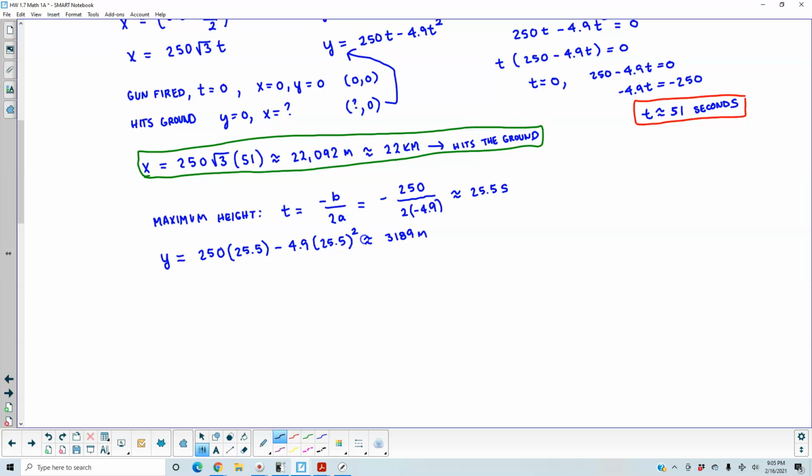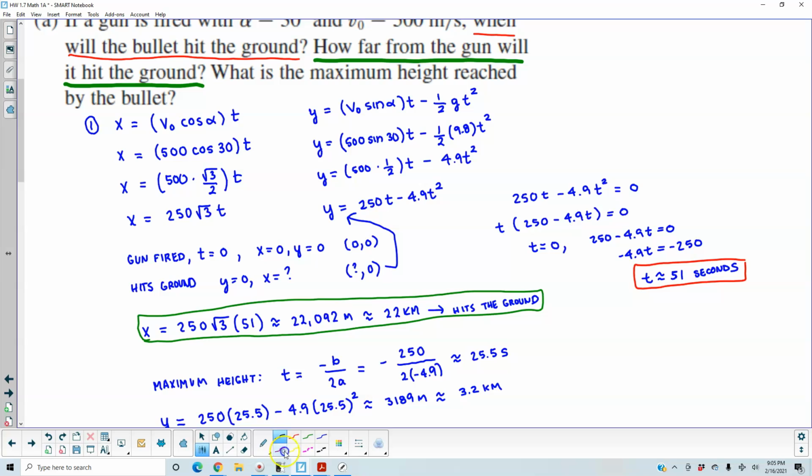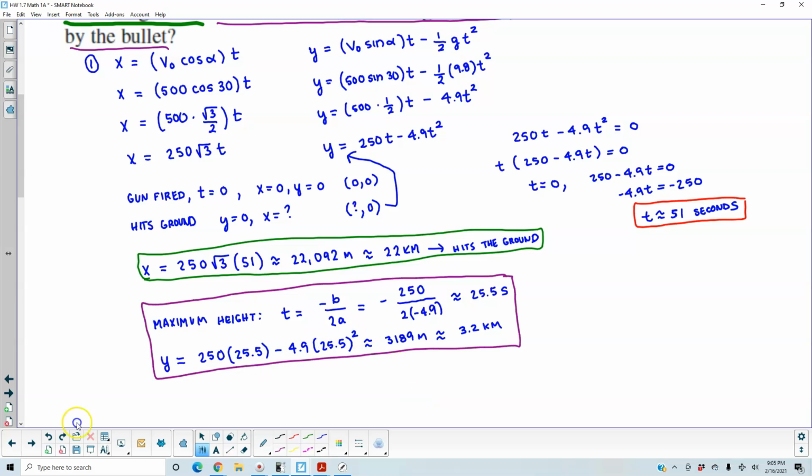3,189 meters, or if we convert it to kilometers, then it would be 3.2 kilometers for the maximum height. So, in the last part of this question, we determined what is the maximum height reached by the bullet. Well, the maximum height was what we just found there.